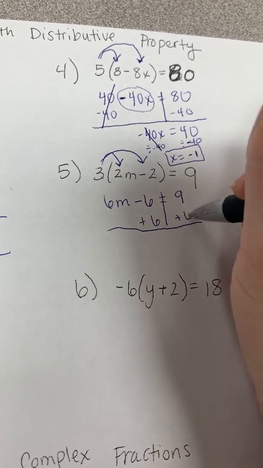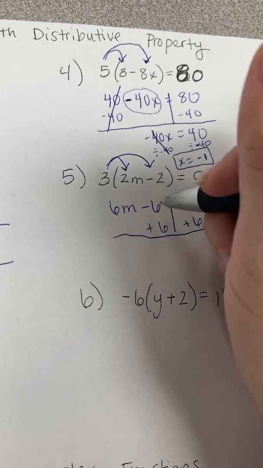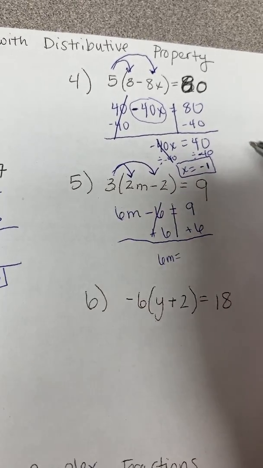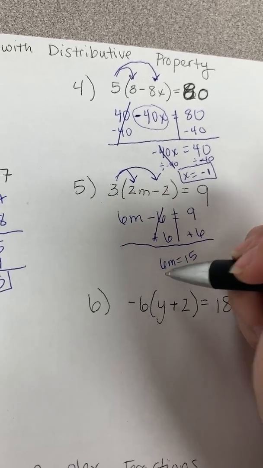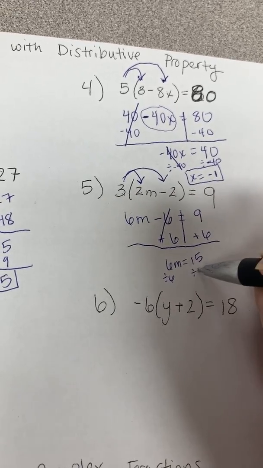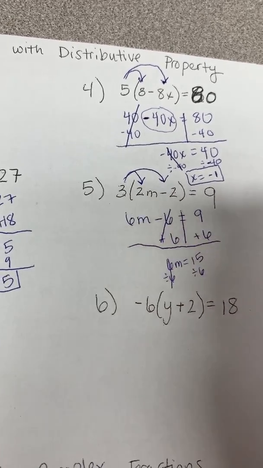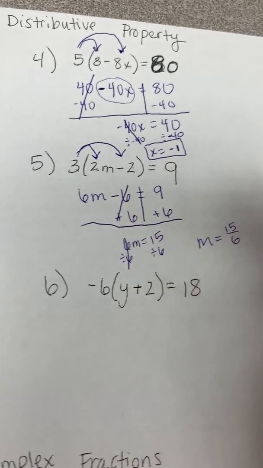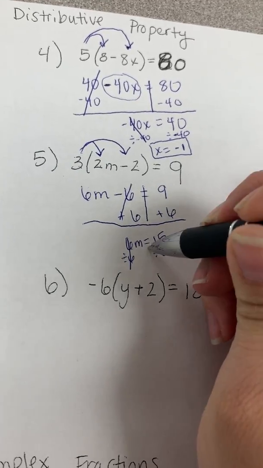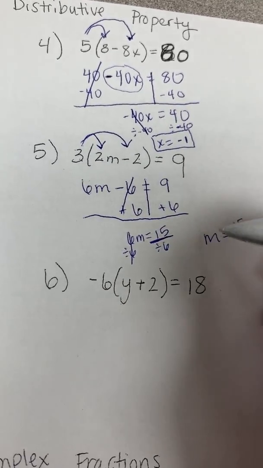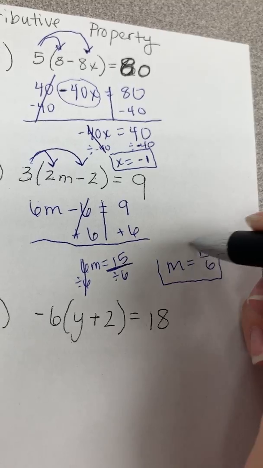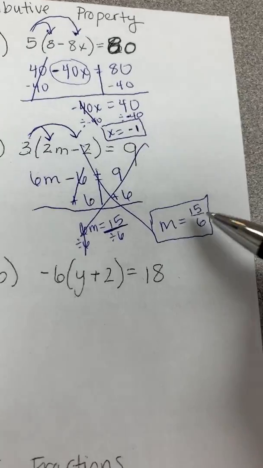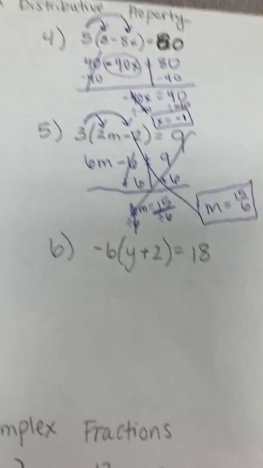Plus 6. Plus 6, that equals 0. I get 6m equals 15. Divide by 6, divide by 6. This is one of those weird fraction ones again that we haven't really seen. So I would take m equals, just write it as a fraction. Okay, m equals 15 over 6. We won't have any like that on our test where it ends in a fraction, but that happens sometimes.